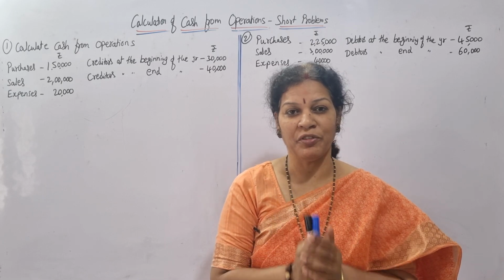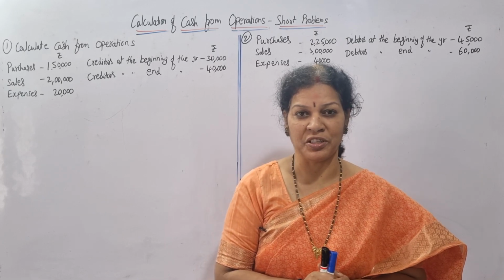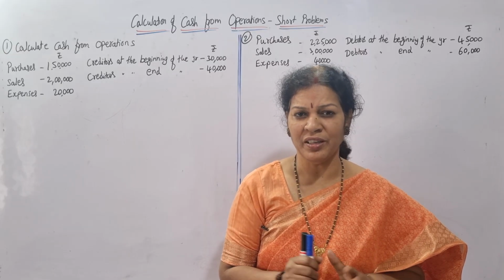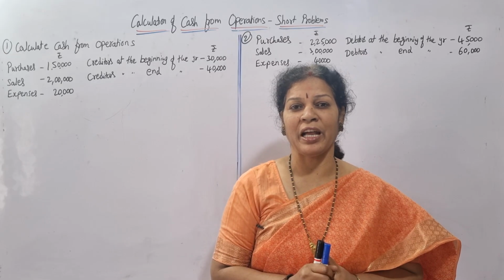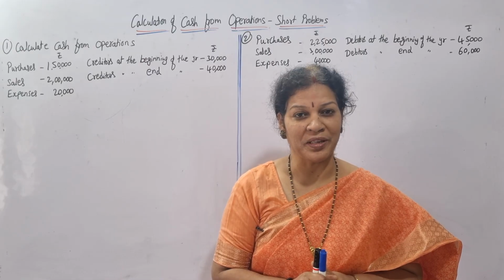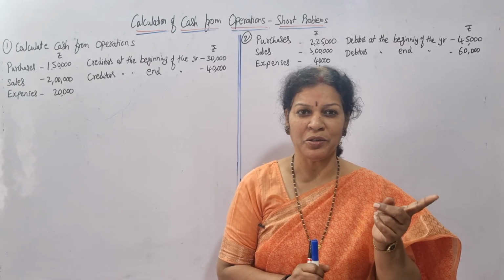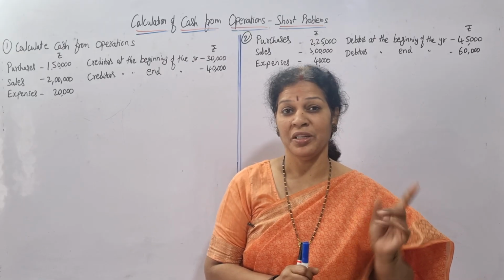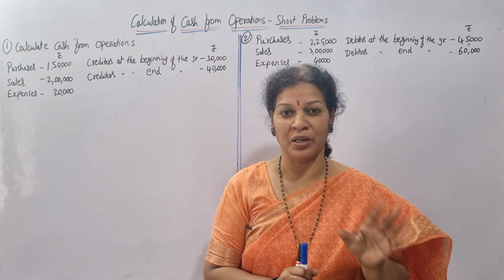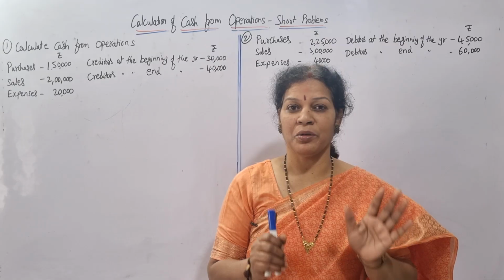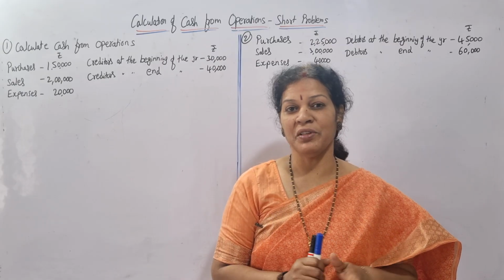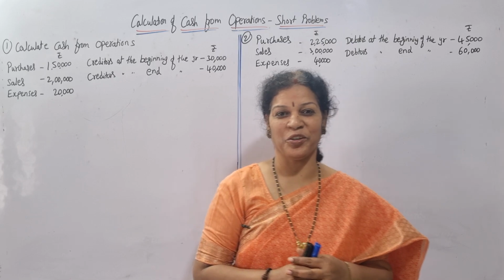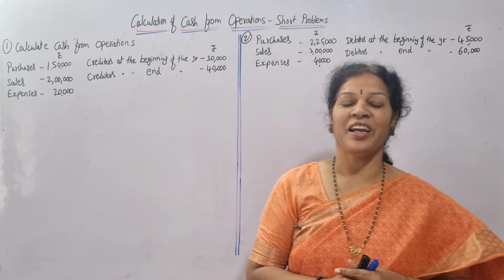If only a little information is given, from that how do we calculate cash from operations? That we'll see, and next class we'll work out the cash flow statement as per the direct method. The indirect method I already taught you in the management accounting playlist, you can check it out. Now as per the accounting standards, direct method, we'll start problems tomorrow. Today we'll see only the short problems related to cash from operations.